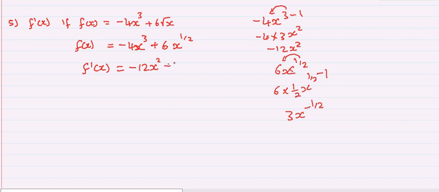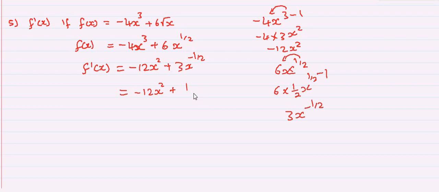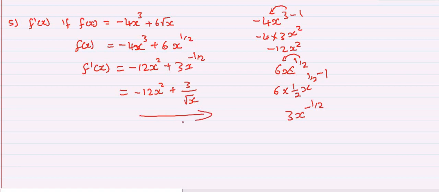Then here we have plus 3x exponent negative 1 over 2. If you want to simplify the negative exponent, this is negative 12x squared plus 3 over the root of x. This is how to solve f prime of x if f of x is negative 4x cubed plus 6 the root of x.